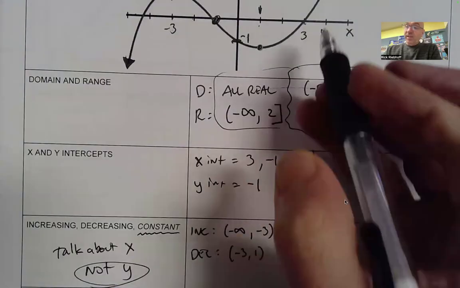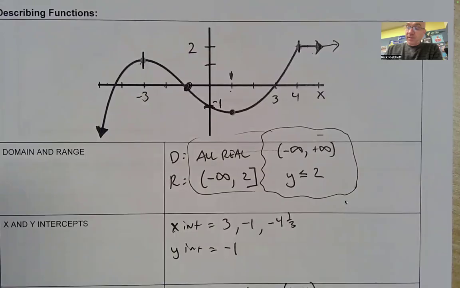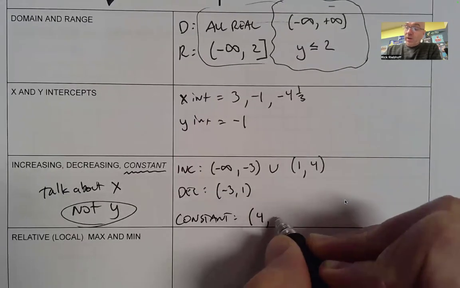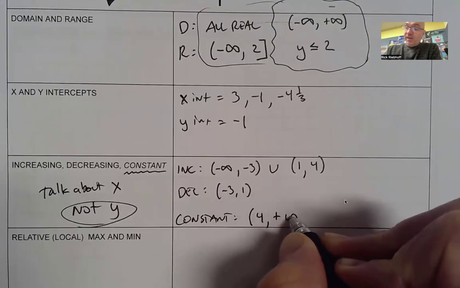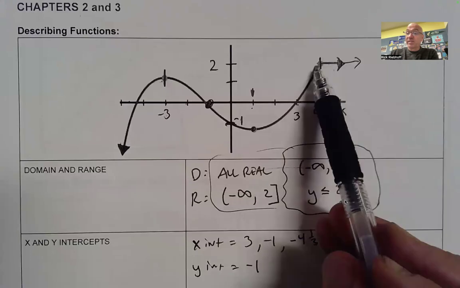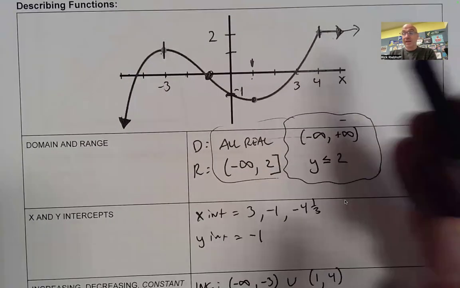All right. What do you think's happening here at 4 and beyond? That is constant, right? So constant is going from 4 all the way to positive infinity. Okay, so that's a new one for us, but we see that it's a flat line. It is staying constant between those, or from there and on.